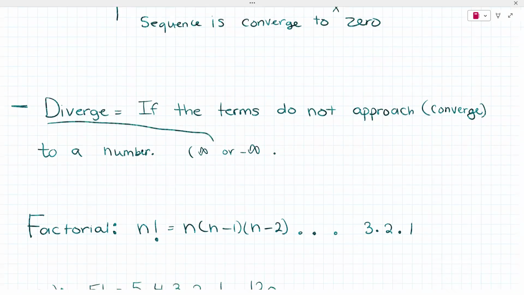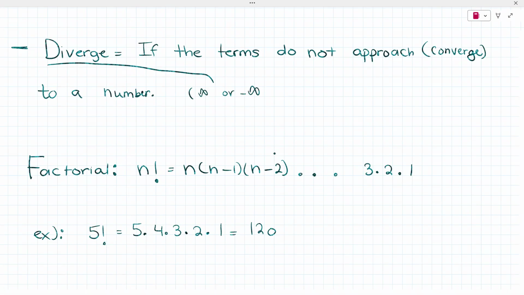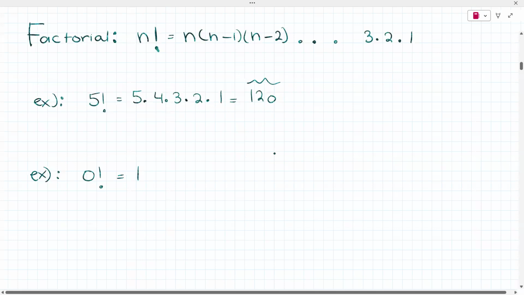And you might have seen this again in pre-calc, factorial. You see a number, for example a 5, and then this exclamation mark. That exclamation mark is a factorial. And what does that really mean? For example, 5 factorial just means 5 times 4 times 3 times 2 times 1, and you multiply it all together and you get 120. That's all it means. And then you just have to remember 0 factorial is 1.